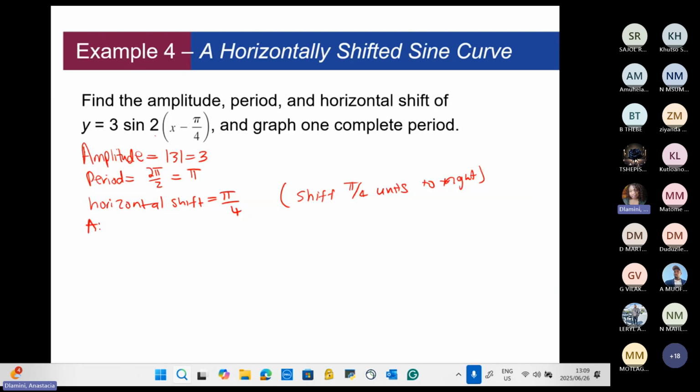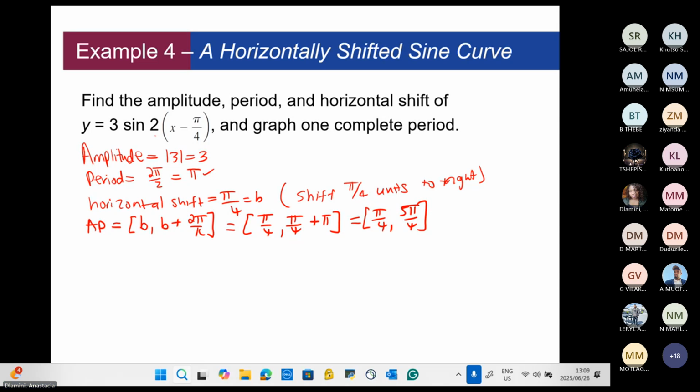So here we'll call it the appropriate interval. The appropriate interval is B, and we know this is B, to B plus 2 pi over K, which is our period. So we know B is pi over 4, so it's pi over 4 plus our period pi, which is what we got here. So this is equal to pi over 4 to 5 pi over 4. Are we all together? Yes or no? Am I losing people? We are all together. Yes.